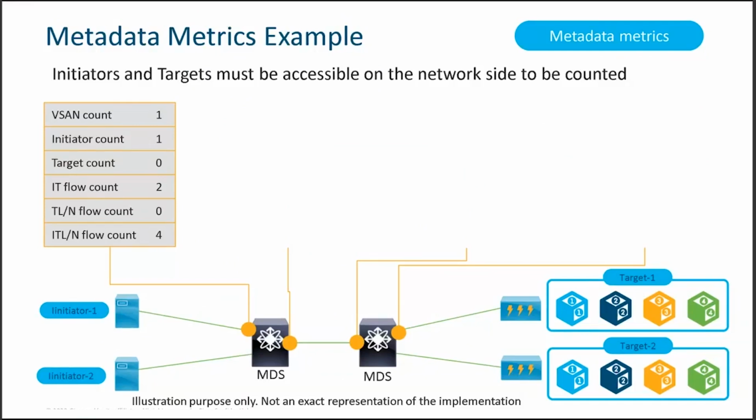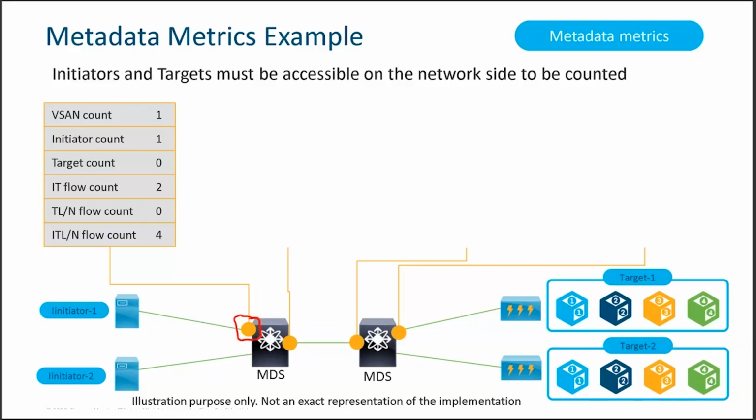So when you look at the host port that is connected to initiator 1, obviously one port can only be part of one vSAN. I'm not talking about F port trunking and all those scenarios, just the usual scenario. So on this port, the vSAN count would be 1. Initiator count will also be 1. How many targets are connected to this port? 0.